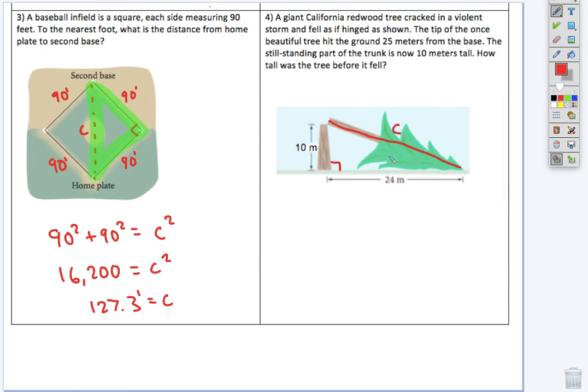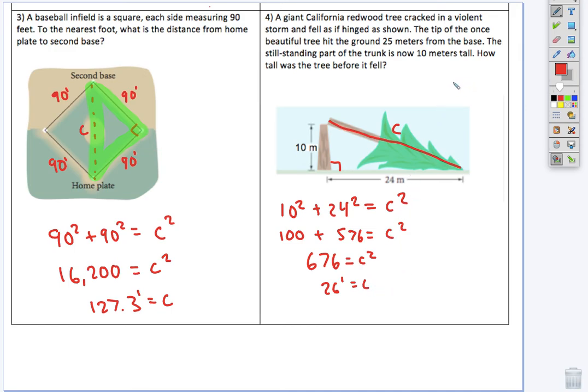So this is going to be our hypotenuse, and we're going to do 10 squared plus 24 squared equals c squared. This would be 100. 24 squared is 576. Add those together, we get 676. And then the square root of 676 is 26.